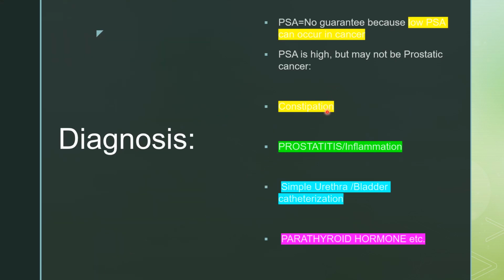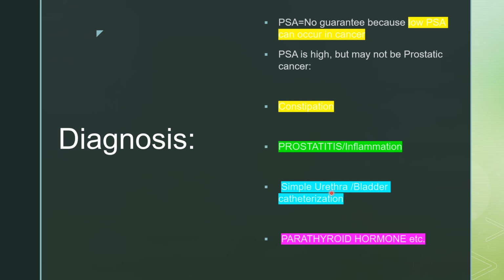PSA could be high when there is constipation that is so massive or severe. In inflammatory processes affecting the prostate gland, known as prostatitis, PSA level will be high. Simple procedures, like the other time I said urological procedures, I just remembered that some nursing students might be listening to this, and then maybe we'll skip just simple bladder catheterization.